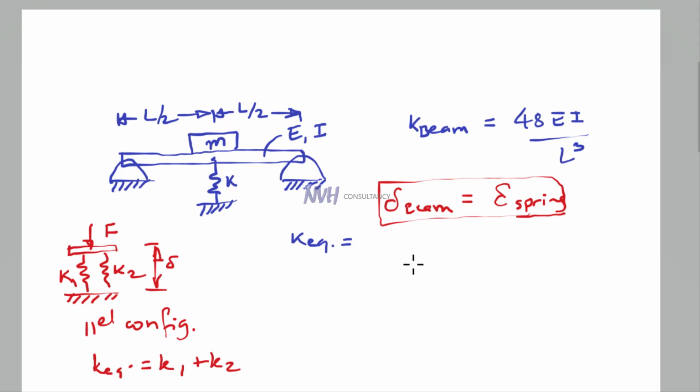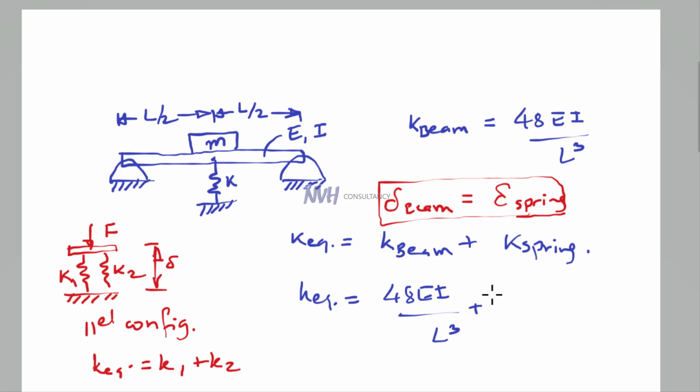Okay, so similarly in our case what we can do is we can say that K equivalent will be equals to K beam plus K of the spring. Okay, so in our case K equivalent will then be equals to 48 EI over L cube plus K of the spring, which is simply written as K as given in the figure, and so this is going to be the final answer. Thank you.